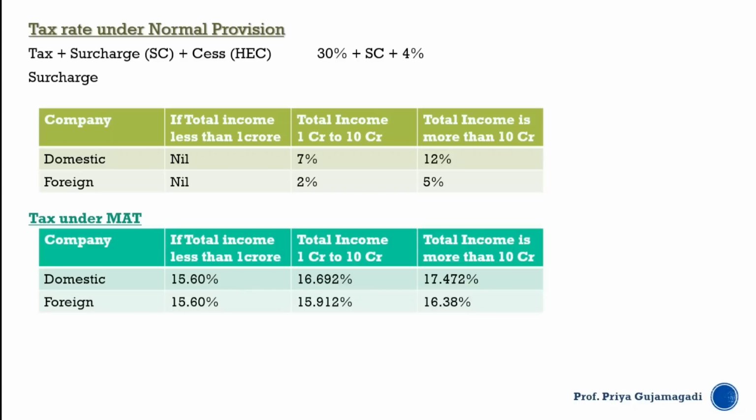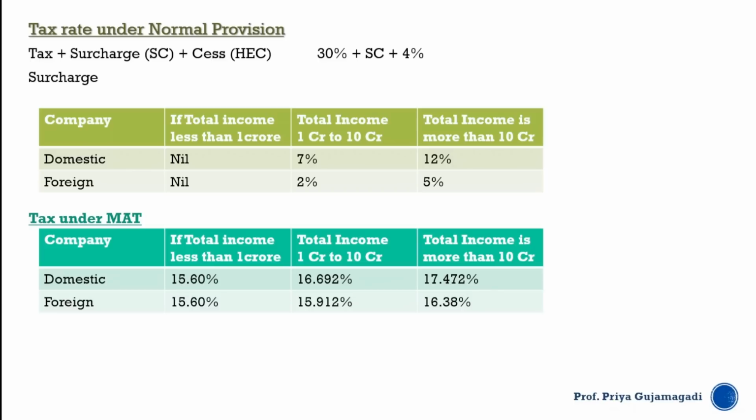Under MAT, if the total book profit is less than 1 crore, then 15.60%. If the book profit is 1 crore to 10 crore, then 16.692%. If the book profit is more than 10 crore, then 17.472%. And the same we have for foreign companies also. The same rule is applicable here.